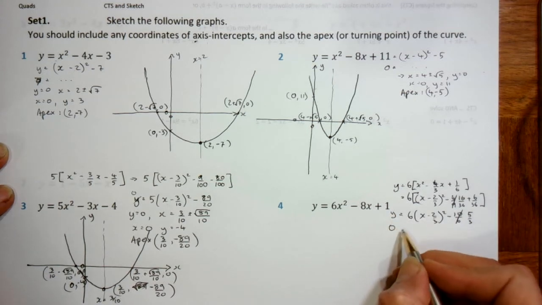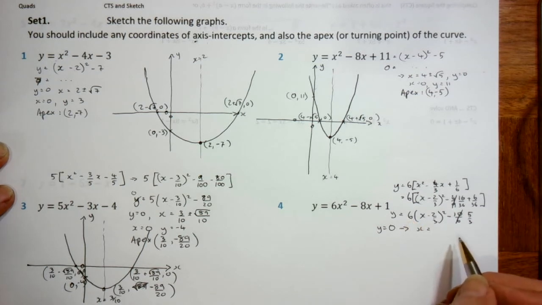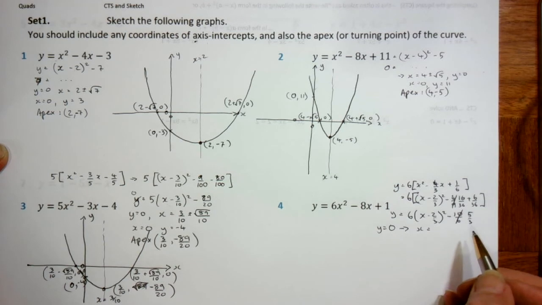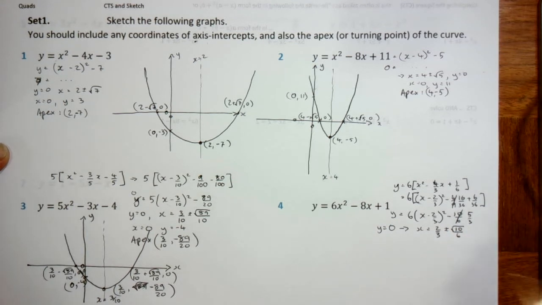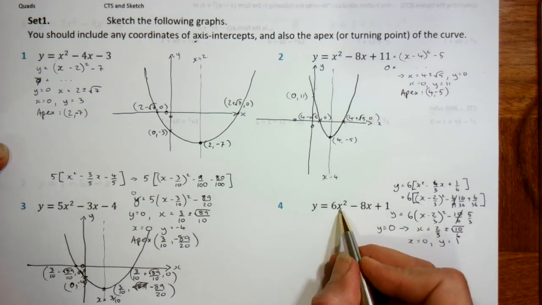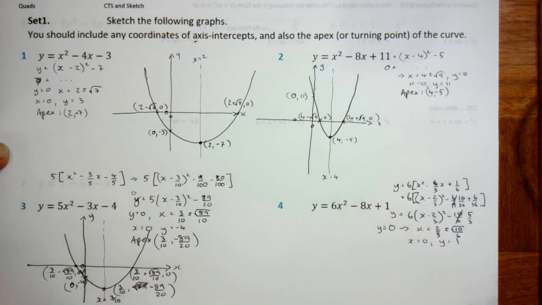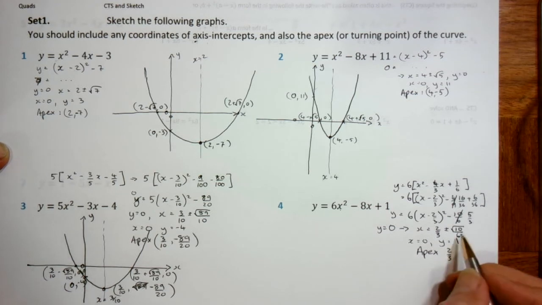At y equals 0, x is equal to, take the 5 over 3, divide by 6, gives us 10 over 36, square root it, and add the 2/3. So 2/3 plus or minus square root of 10 over 6. And x equals 0, y is equal to 1, because if that's 0, the whole term's 0, and we're left with 1. And the apex is when we keep the number, change the sign, so 2/3, and we leave this one alone, so minus 5/3.